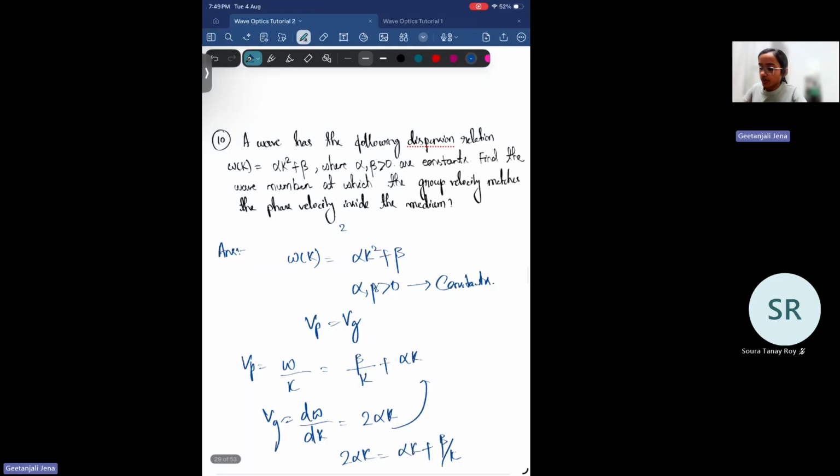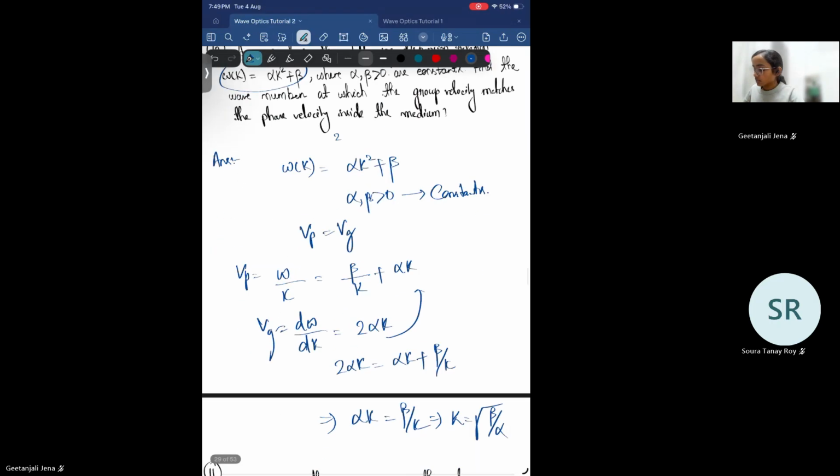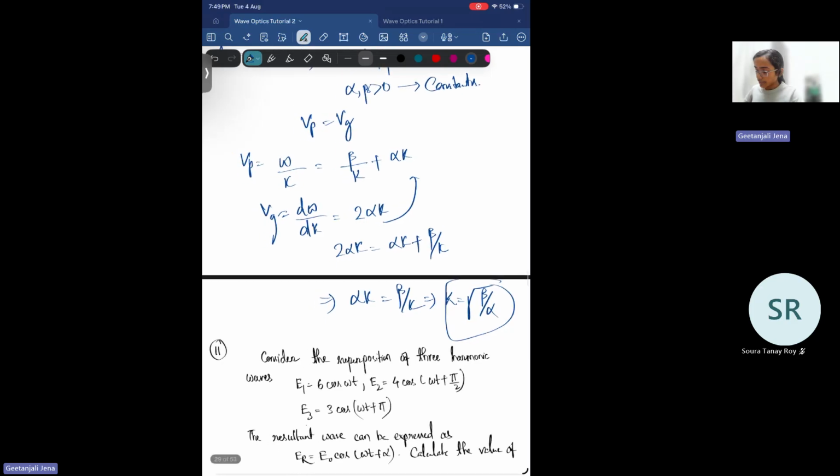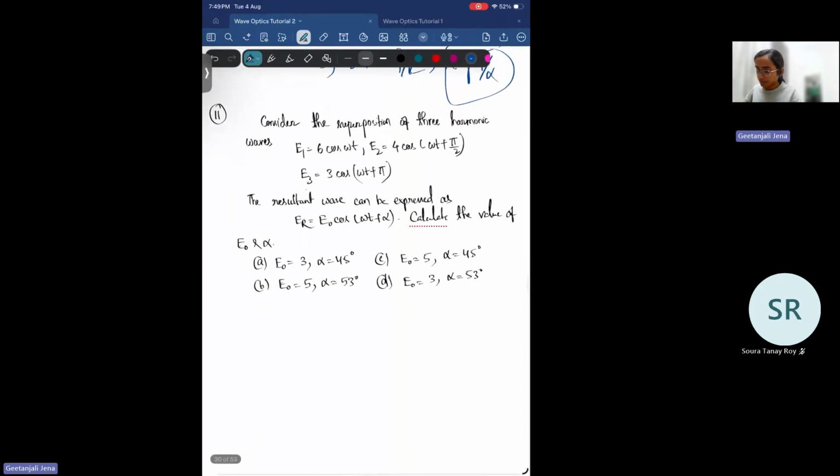So for this dispersion relation, the wave number for which the phase and group velocity are equal is square root of beta by alpha. Okay, so let us move to the next problem.